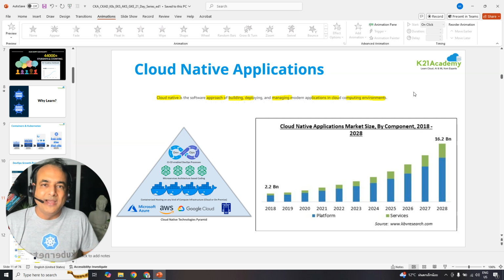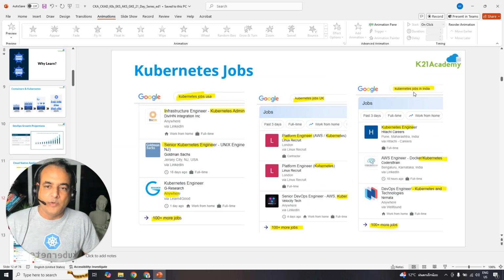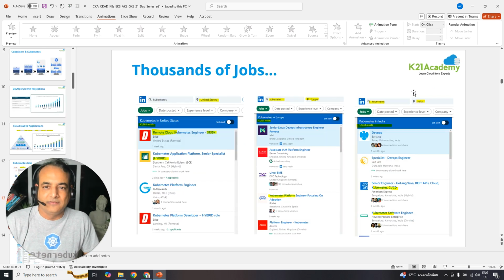Everyone is moving to building containerized applications running cloud native, and that's where Kubernetes is becoming hugely popular. Everywhere you go, you'll see jobs in Kubernetes, and it has become much more important now because AI-based and machine learning workloads are also running on containerized applications or Kubernetes clusters.